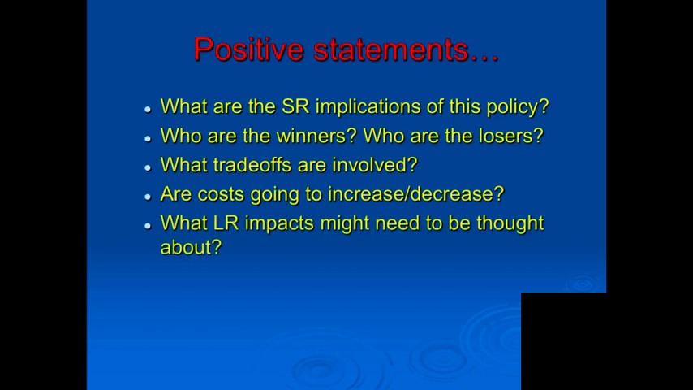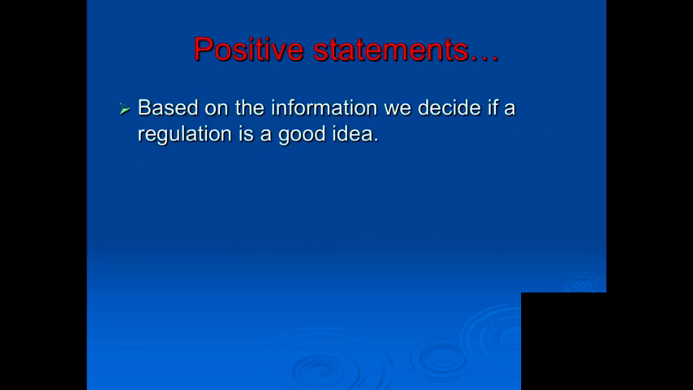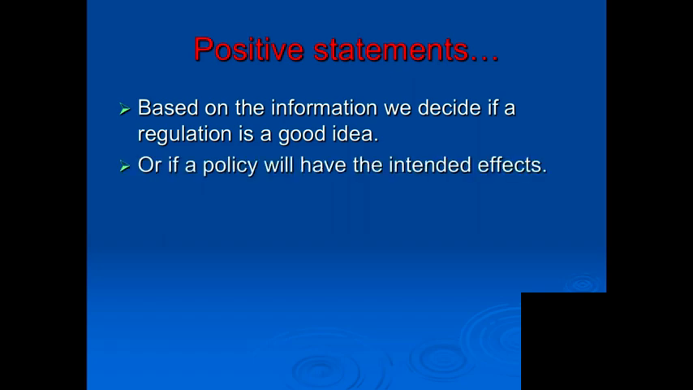What long-run impacts might need to be thought about? Are there any unintended consequences that we can think through? So these are all ways of thinking in the positive. Based on this kind of information, we might be able to decide if a regulation is a good idea or not. We might decide if a policy will have the intended effects. So we're implementing this policy because we're trying to achieve this outcome. Will we actually achieve that outcome or not?